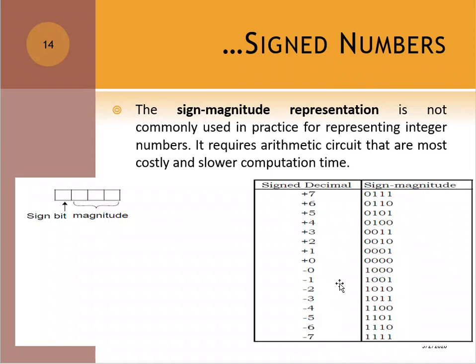Next, let's say we want to represent the negative part. It will start with negative 0 up to negative 7. So for negative 7, we will represent it by 1 1 1 1. The first leftmost bit will be the sign bit, 1 to represent negative.